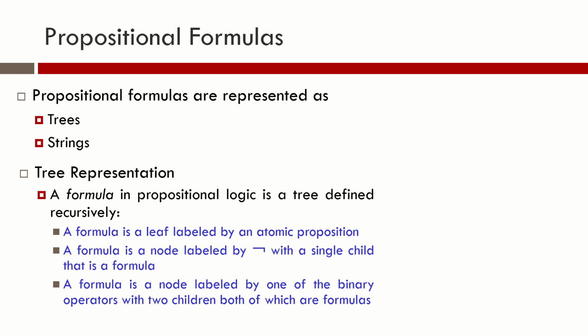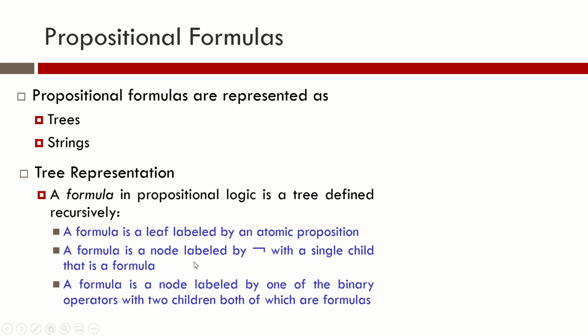A formula in propositional logic is a tree which is defined recursively. A formula will be a leaf which is labeled by an atomic proposition. Always in the tree, the leaves will be labeled with atomic propositions. The internal nodes as well as the root will be labeled with operators. And we have two types of operator: negation is a unary operator and all others are binary operators.